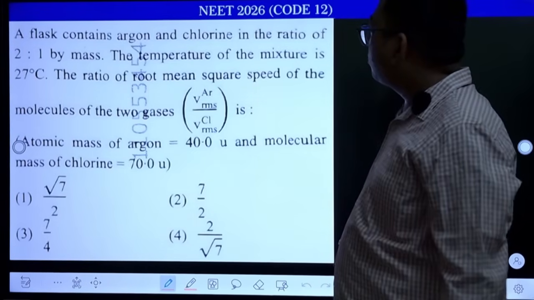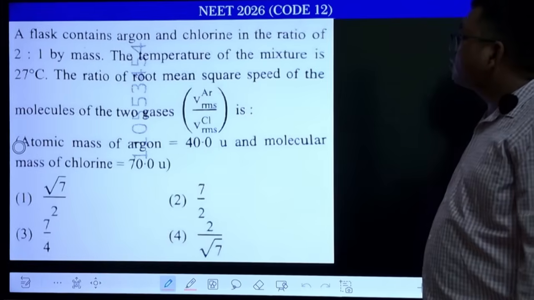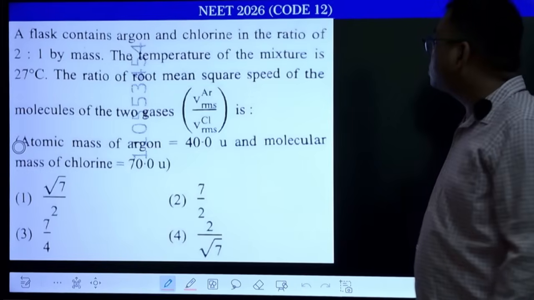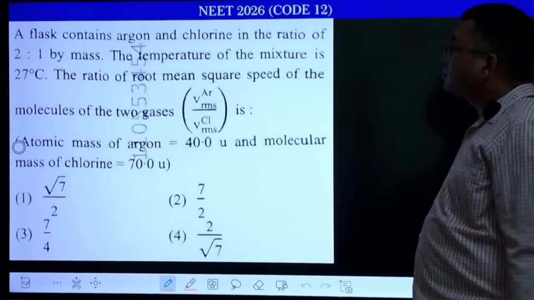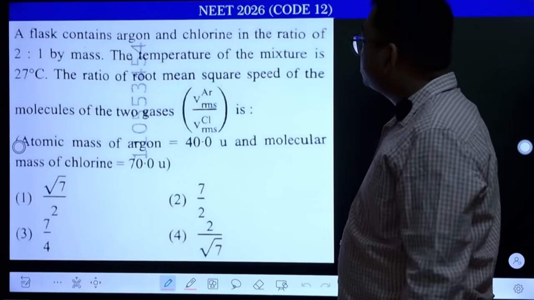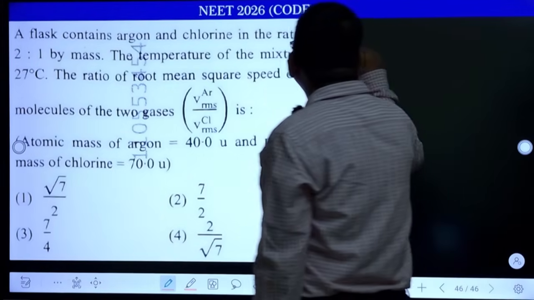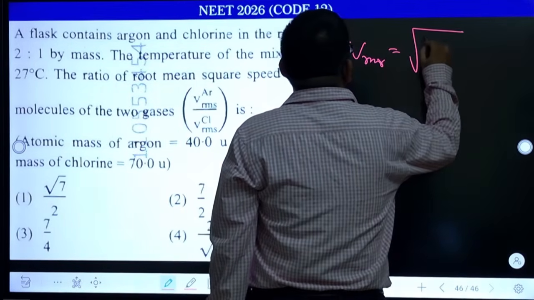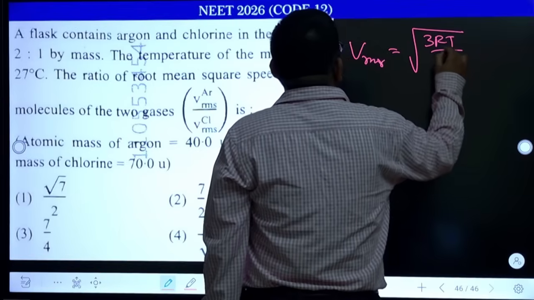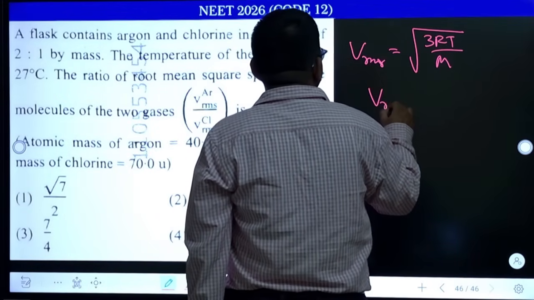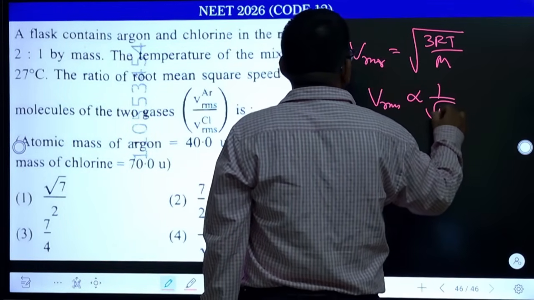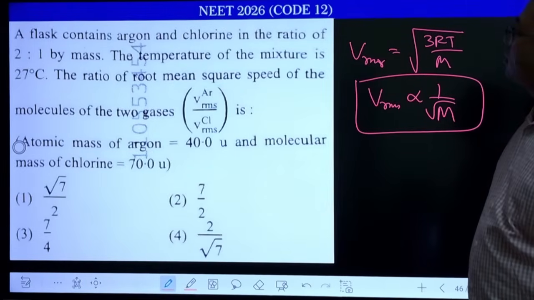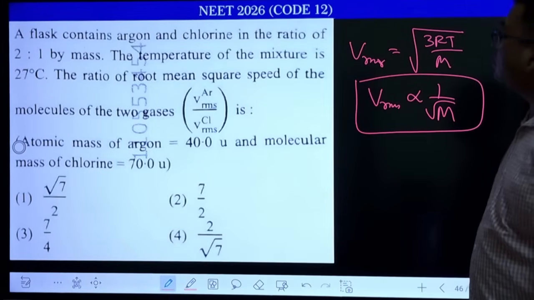Last question, I think. A flask contains argon and chlorine in the ratio of 2:1 by mass. The temperature of the mixture is given. We have to calculate the ratio of RMS speed of the molecules. The temperature is the same. So what is the RMS speed formula? RMS speed is root under 3RT by M. So RMS speed is proportional to the root of molecular mass. It doesn't matter how much mass is present, right?